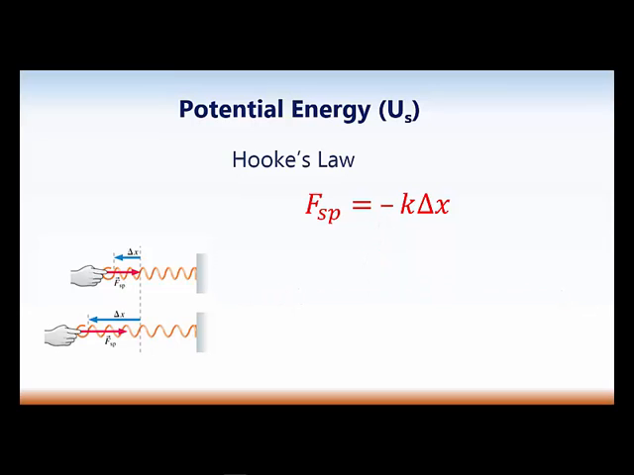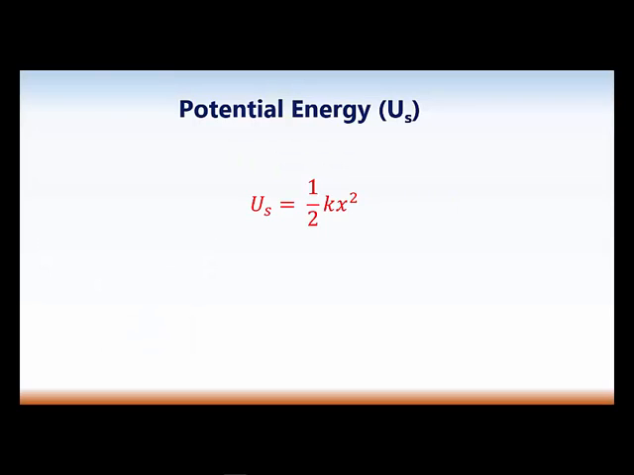We can now use this understanding of the spring force to better understand elastic potential energy. Without going through all of the algebra showing you how this is derived, instead I will just give you the formula for elastic potential energy, and it is equal to 1/2 times the spring constant times the displacement squared.